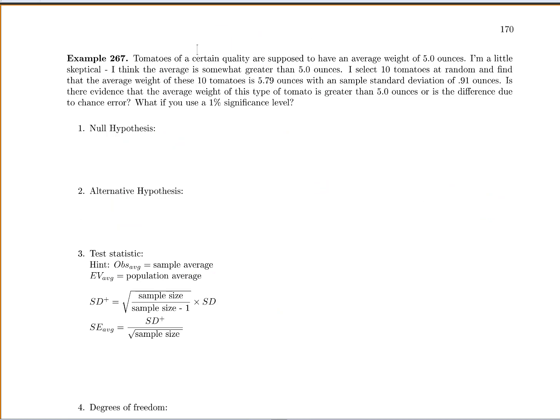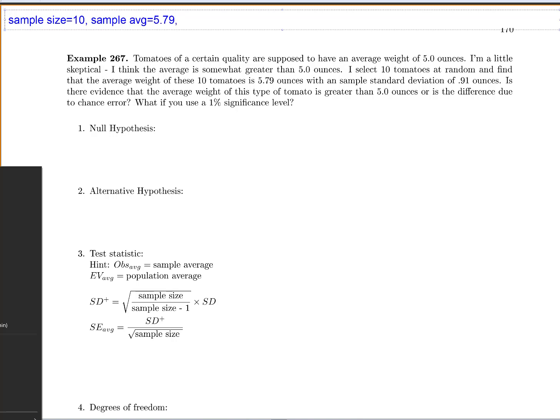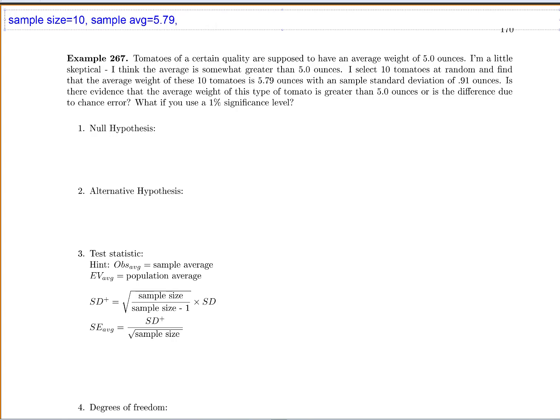Next example. Tomatoes of a certain quality are supposed to have an average weight of 5 ounces. I'm a little skeptical. I think the average is somewhat greater than 5 ounces. I select 10 tomatoes at random, so my sample size equals 10. The average weight of these tomatoes is 5.79, so my sample average equals 5.79, and it has a sample standard deviation of 0.91. So SC equals 0.91.